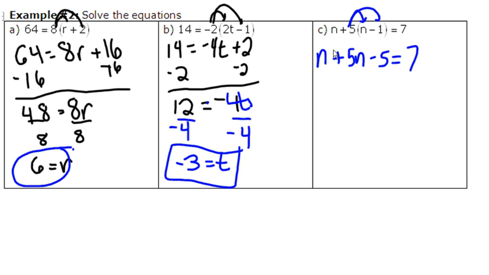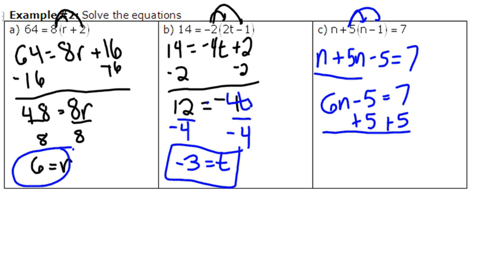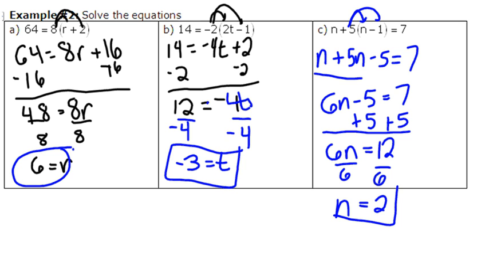Now here, before I move on to undoing addition and subtraction, I have to combine like terms. N plus 5n is 6n. So I have 6n minus 5 equals 7. So now I can add 5 to both sides. And I get 6n equals 12. And then my last step is to divide by 6. So 12 divided by 6 is 2. So that is how you solve multi-step equations. Tomorrow we'll look at filling in that last step.